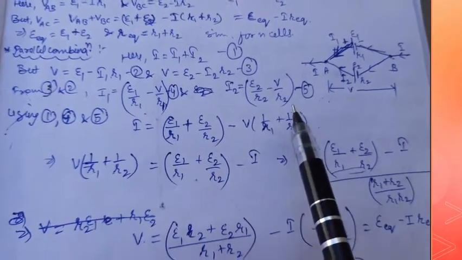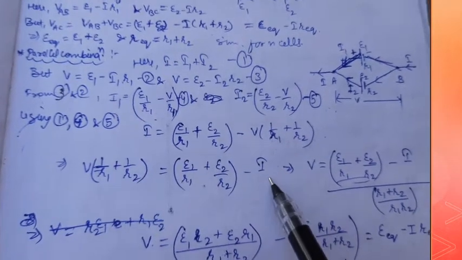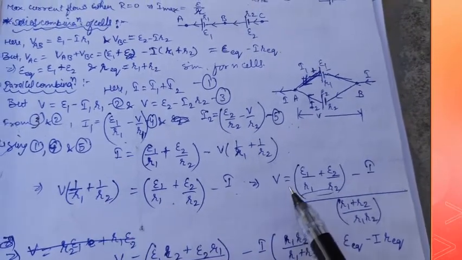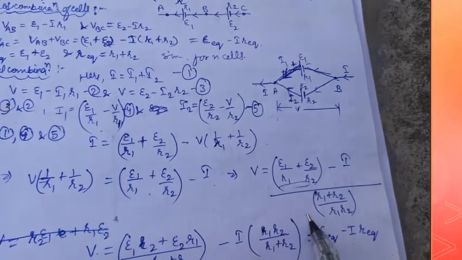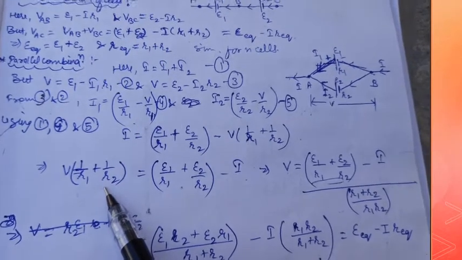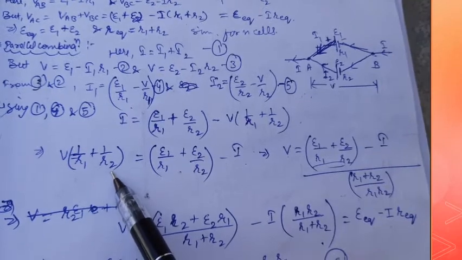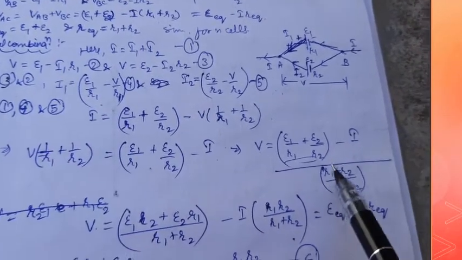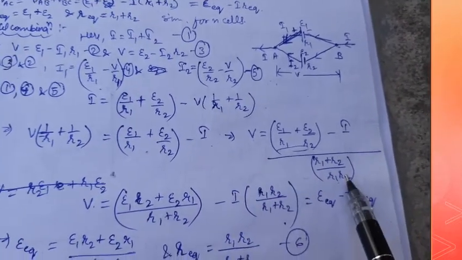Further, on rearranging the terms, I V goes to the other side and becomes positive, and I comes to this side and becomes negative. Overall we are finding the value of V, so we transfer 1 by R1 plus 1 by R2 to the other side, and this 1 by R1 plus 1 by R2 is nothing but the reciprocal of the equivalent resistance of the parallel combination. It can be written by cross multiplication as (R1 plus R2) upon R1 R2. So we send it to the other side, and overall we find the value of V.